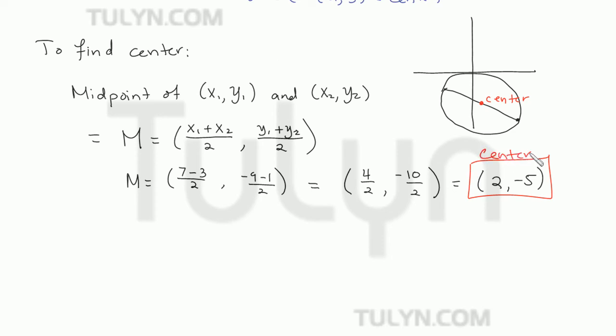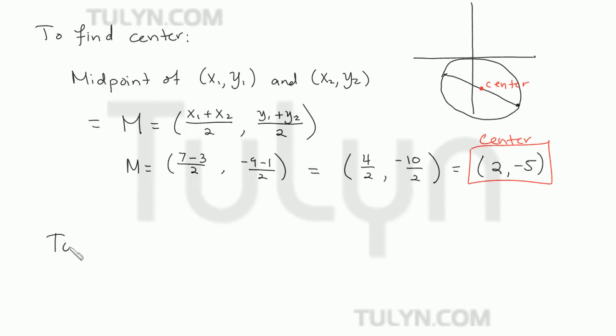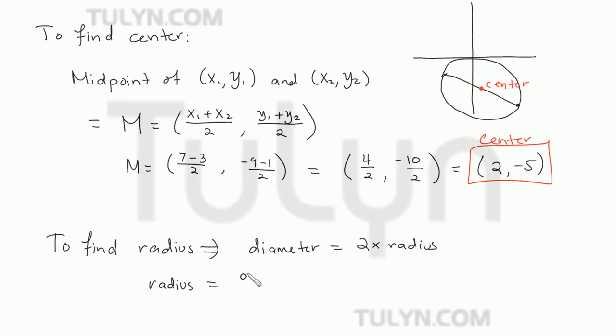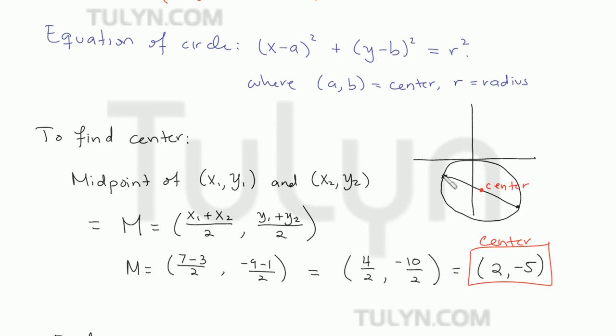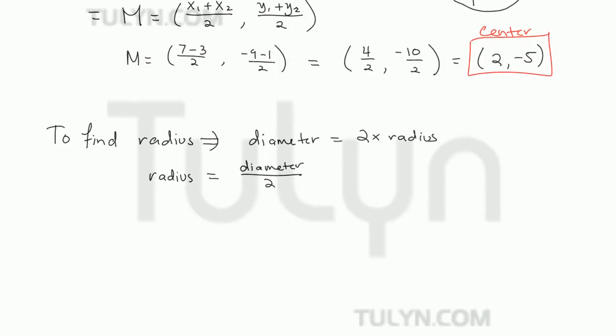Now we found the center, and the last thing we need to do is find the radius. To find the radius, recall the relationship between a diameter and a radius, right? Namely, the diameter of any circle is equal to 2 times the radius. So if we want to find the radius, we have to take the diameter and divide by 2. But the diameter of the circle is just the distance between these 2 points, right? And we know how to find the distance between 2 points using the distance formula.